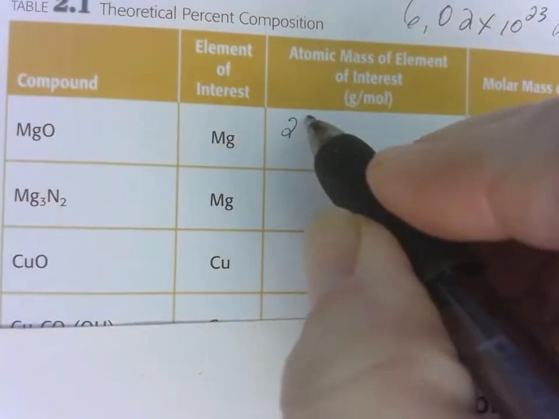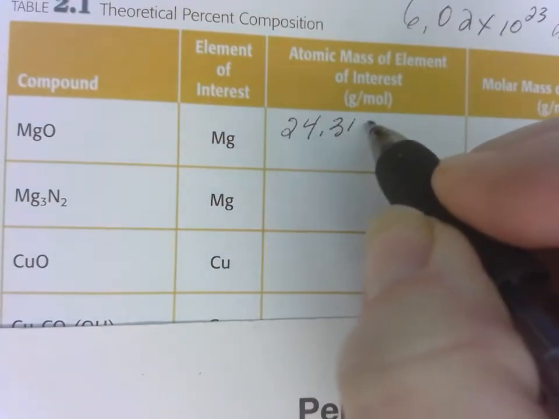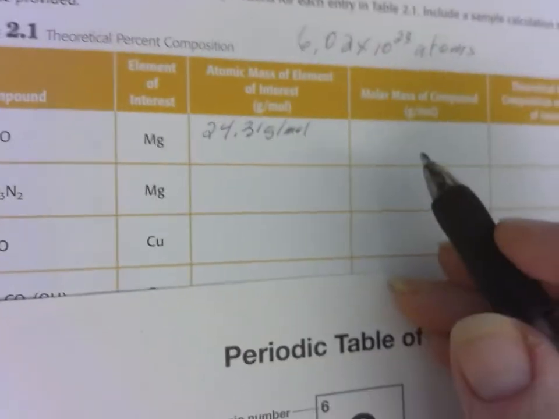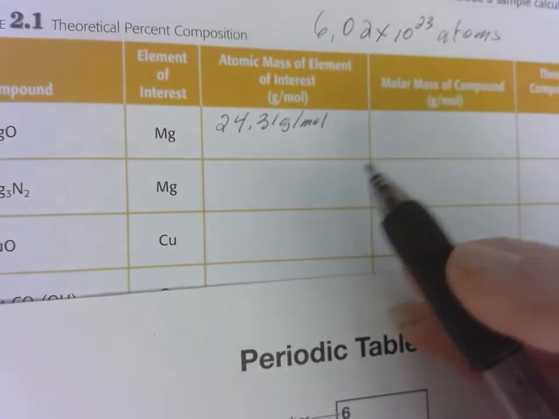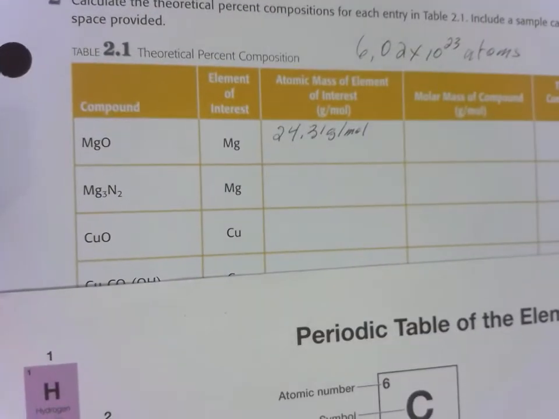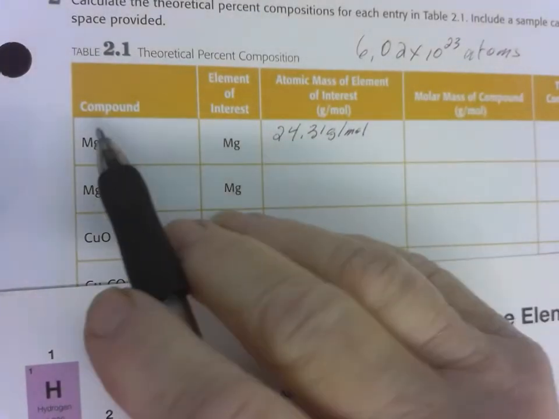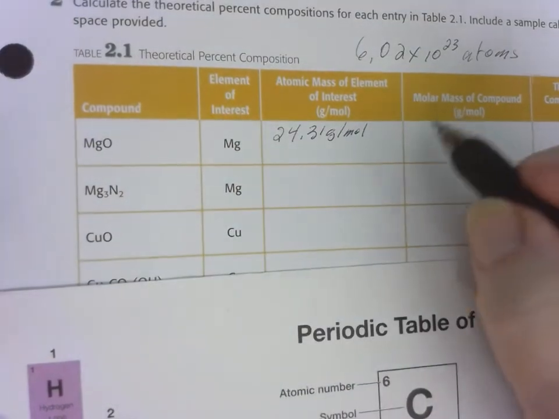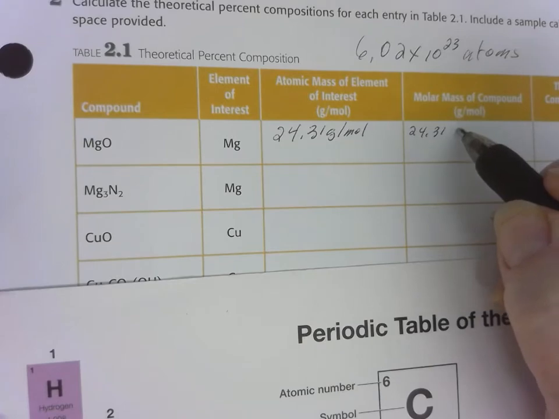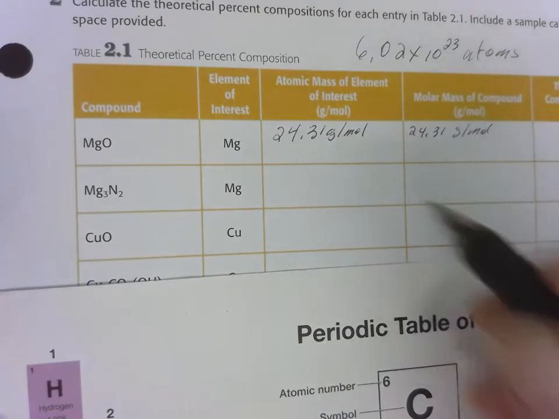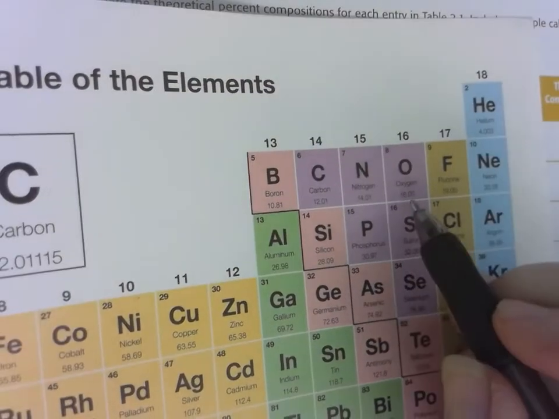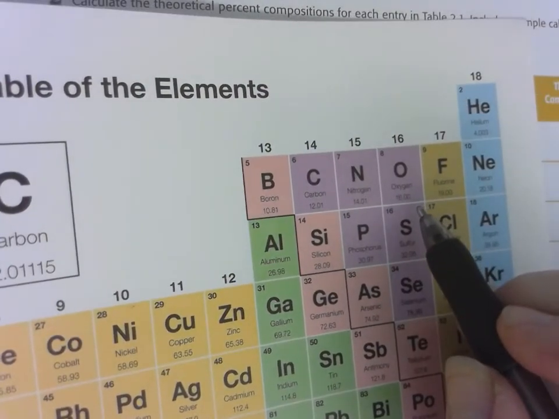So we're going to put 24.31, and that's grams per mole. And then it wants to know what the molar mass of the compound is. So we have 1 magnesium and 1 oxygen. 1 mole of magnesium, 1 mole of oxygen. So we have 24.31 grams of magnesium, and then we need to go back to the periodic table and look at oxygen, and oxygen is 16.00.